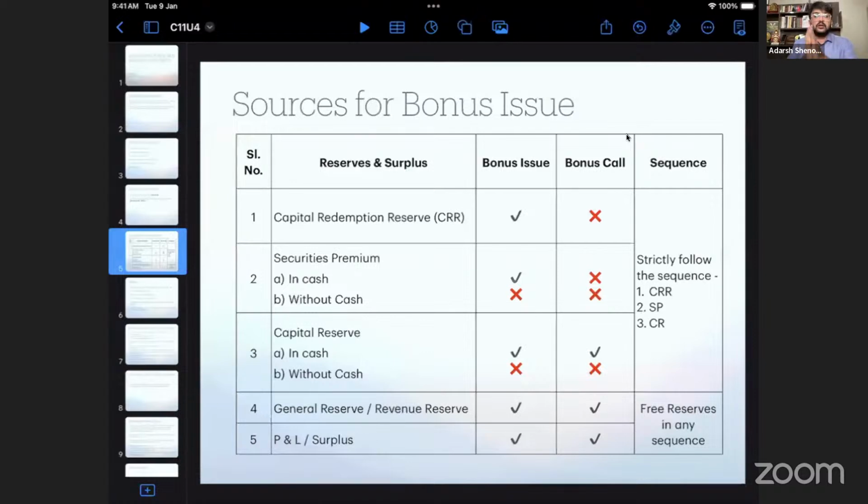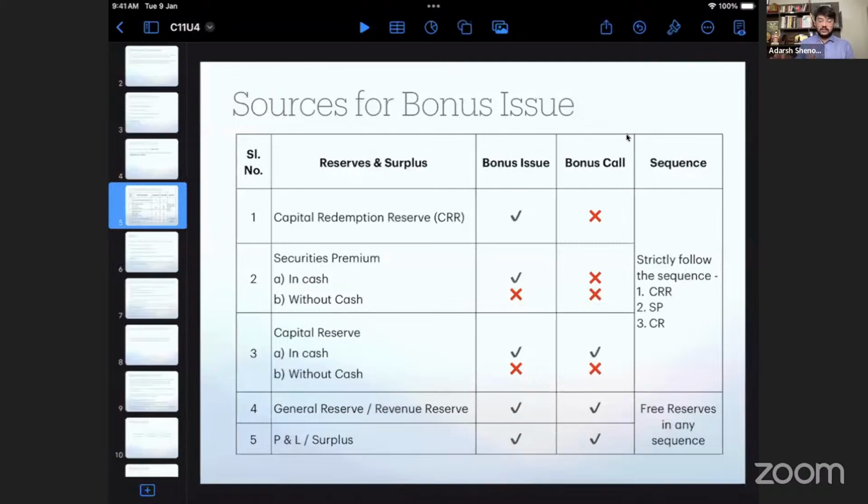Now today we will continue our discussion with regard to bonus issue. Let's go forward and see the slides once more. Let's just revise once. Today's discussion is going to be mainly bonus issue.